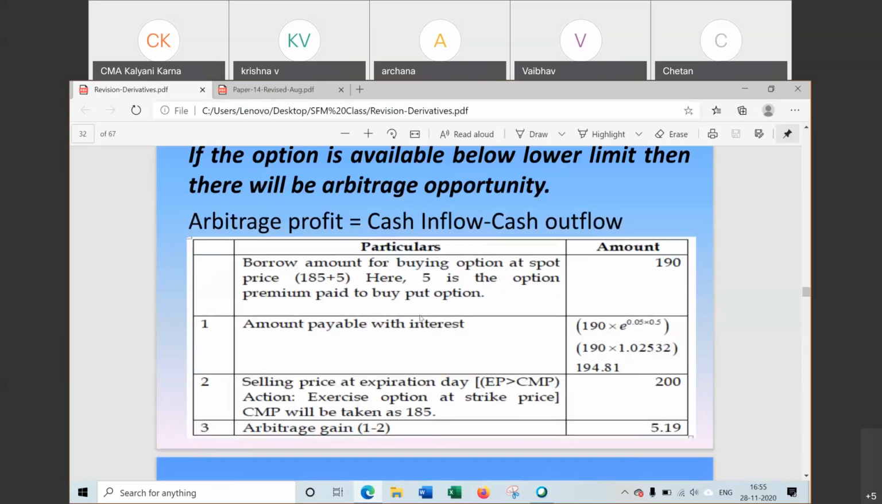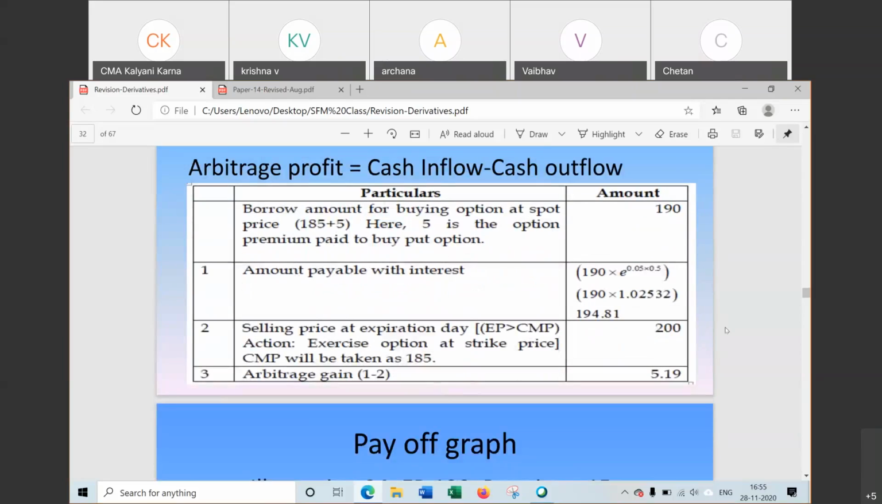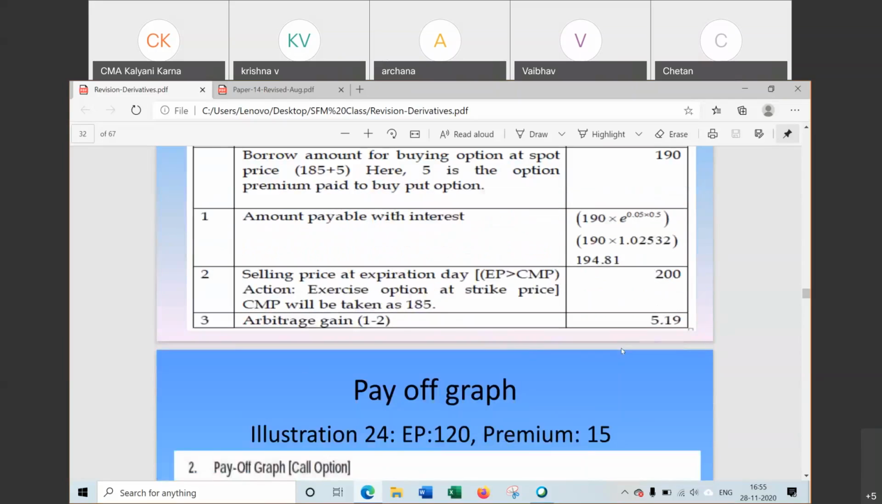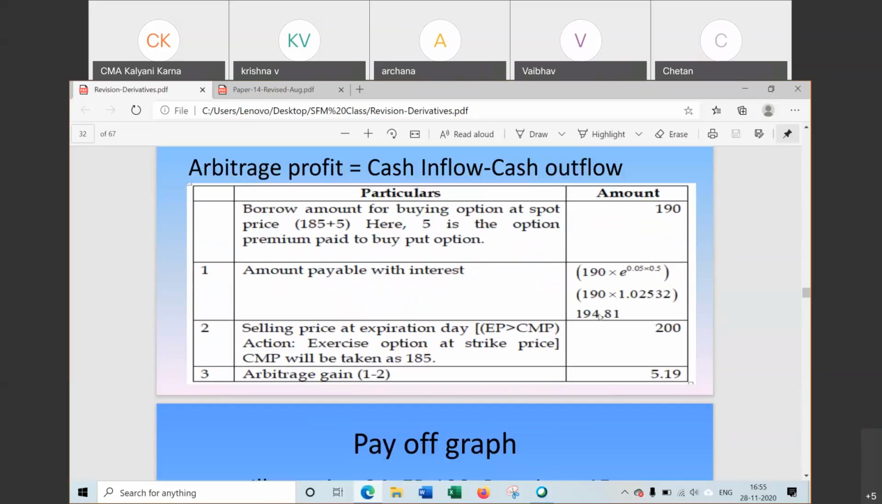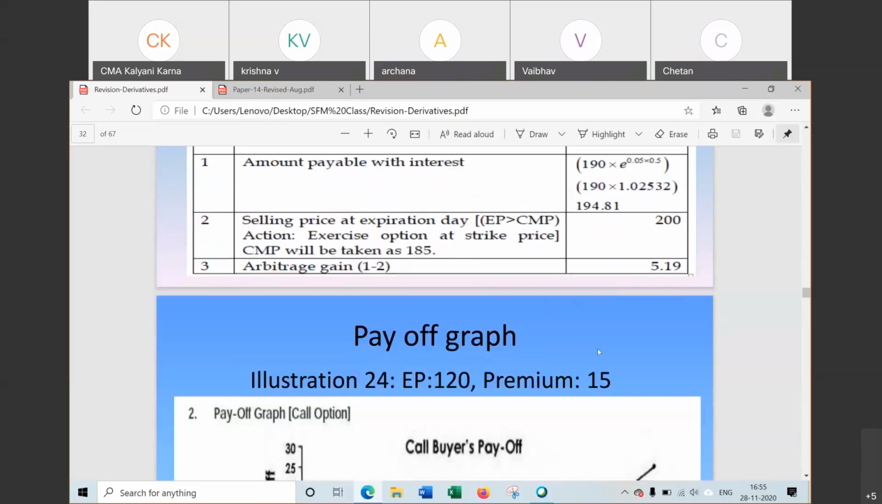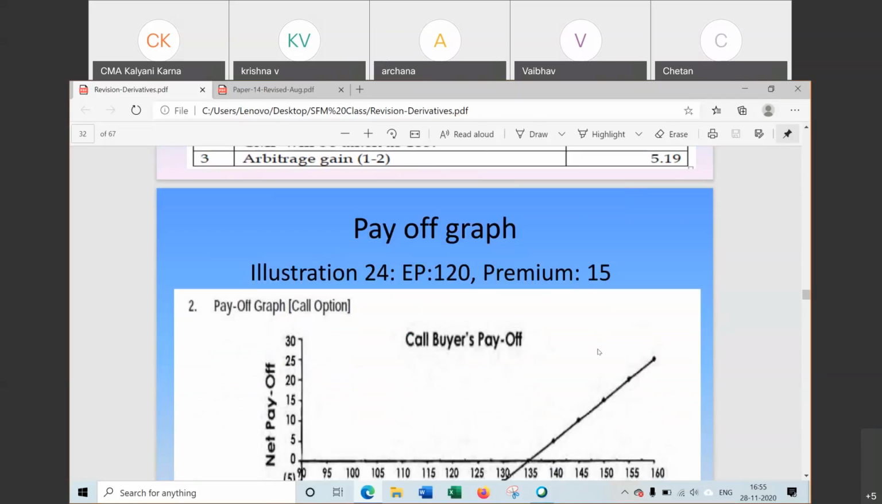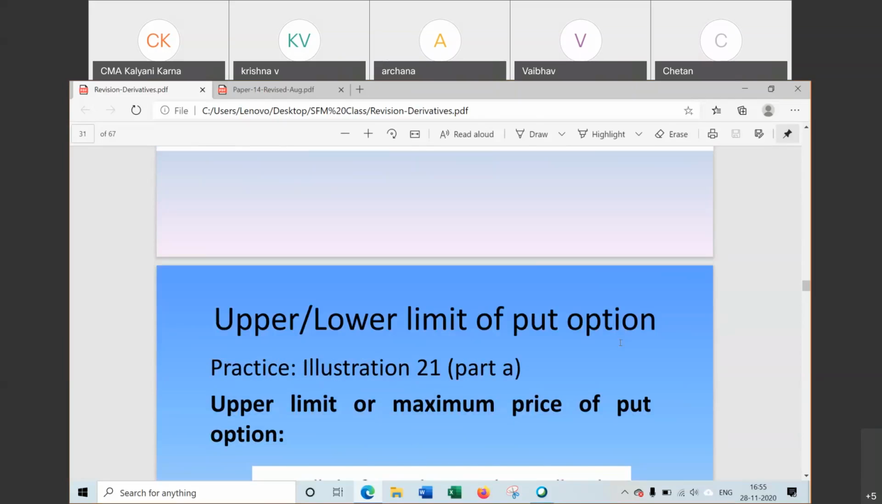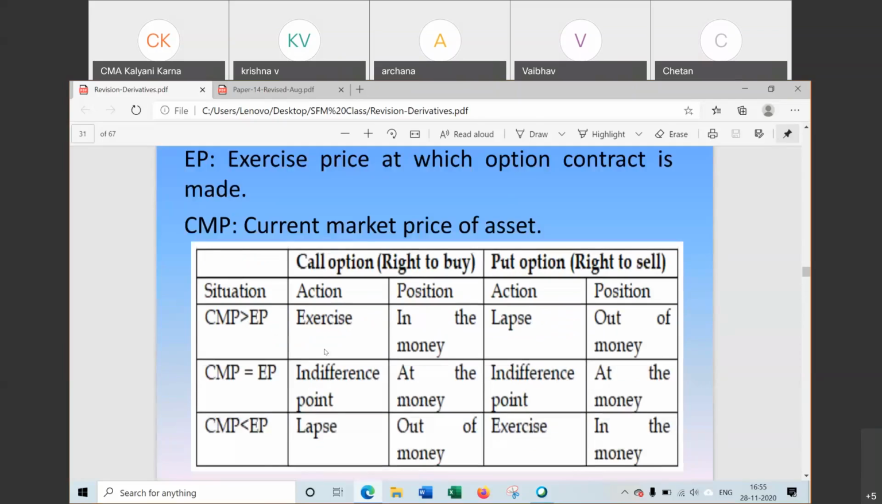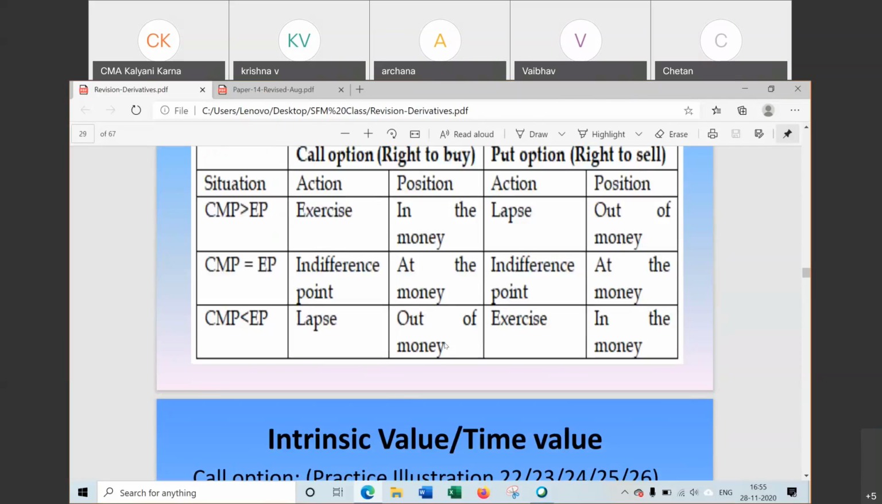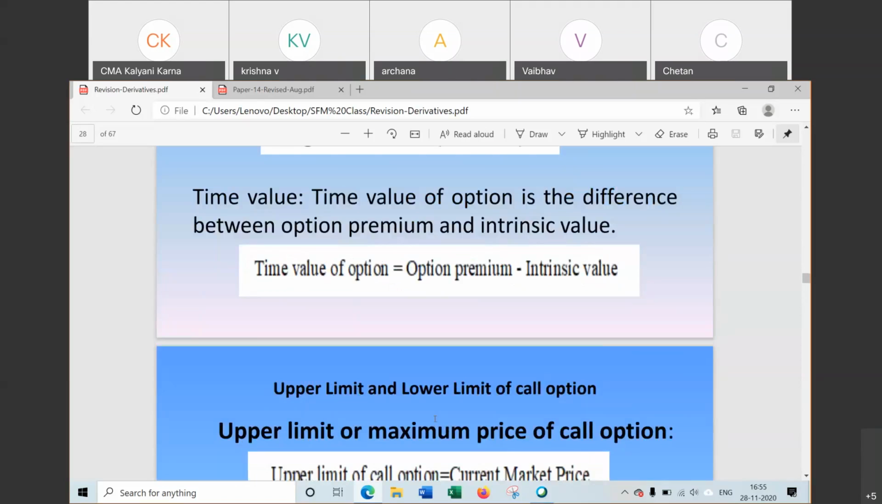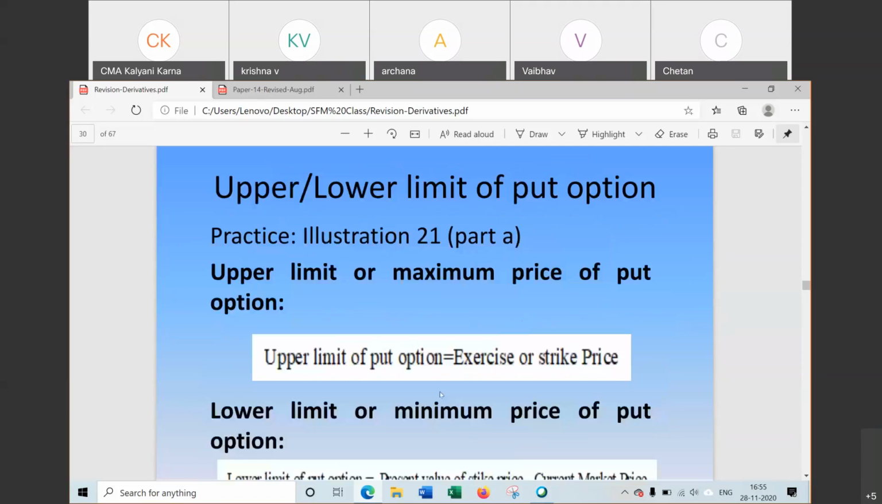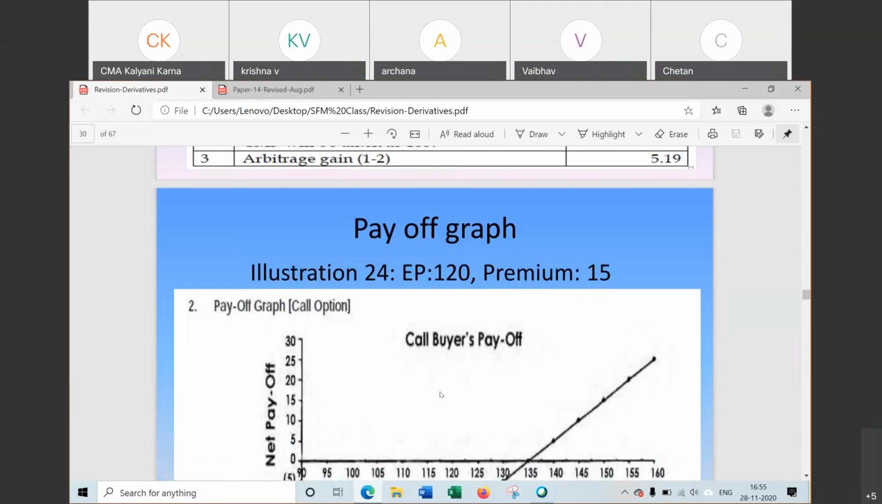This is cash outflow and this is cash inflow. Arbitrage will be outflow minus inflow, that is 200 minus this one, difference between 194.81. So arbitraging in option contract, computation of this one, call option, put option situation, in money and out money situation, then intrinsic value, then upper limit, lower limit, then arbitraging, then graph.